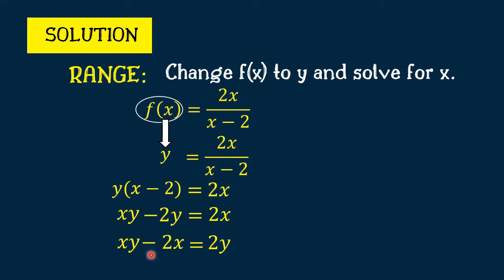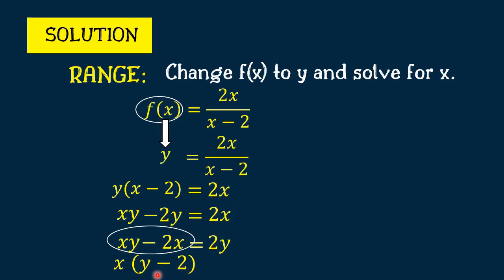Next, we have to simplify this part because meron siyang common factor, and the common factor is x. So, kapag may common factor, isusulat natin ang common factor. Then, we have to divide the factor in each term, like xy divided by x. Simply cancel x, and the remaining is y. 2x divided by x. So, cancel x. Since common ang x, the remaining is 2. Therefore, we have y minus 2.